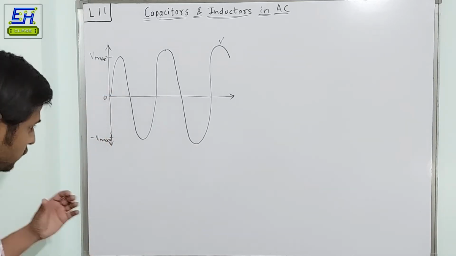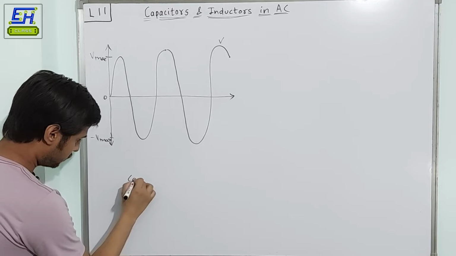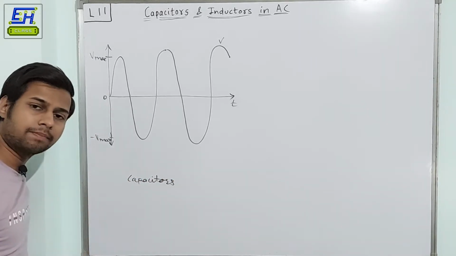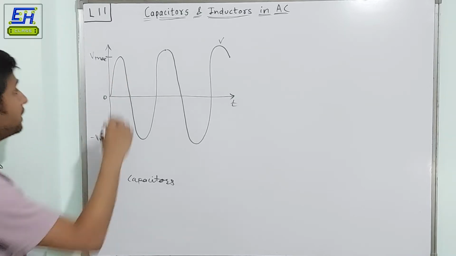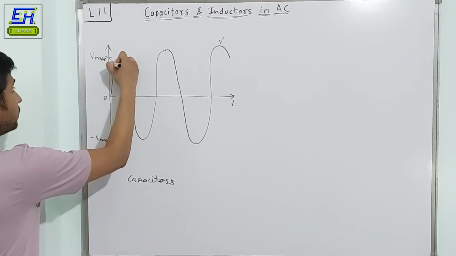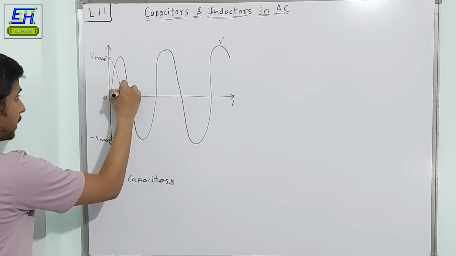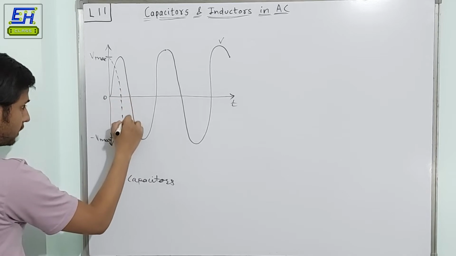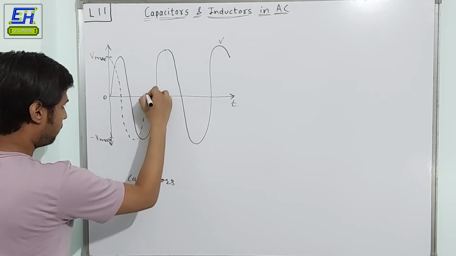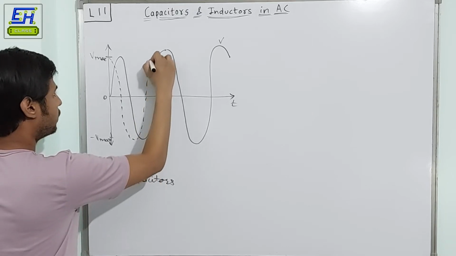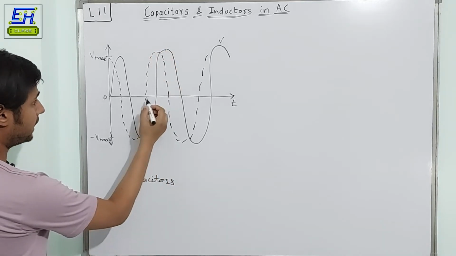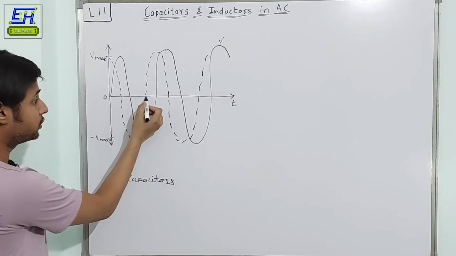So in the case of capacitors, let's see first. What will the current profile be in the case of a capacitor? Will it be in phase with the voltage? No, actually, this is the current waveform. This is the current wave that I am drawing, which flows through the capacitor if you provide such a sinusoidal wave, or an AC wave. In the case of a capacitor, you can see that the current actually starts first.